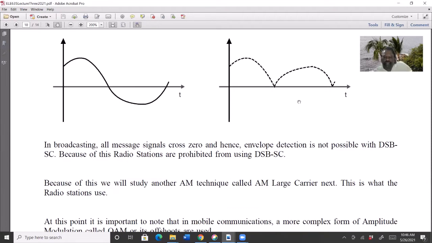At the beginning of the radio broadcasting era, more than 100 years ago, the agency in the United States, the FCC, the Federal Communications Commission, said radio stations cannot transmit in DSB-SC, because they wanted ordinary people to be able to buy cheap radio receivers and enjoy music, speech and drama. In those days, they used to have a lot of radio drama. So the engineers had to come up with another modulation technique.